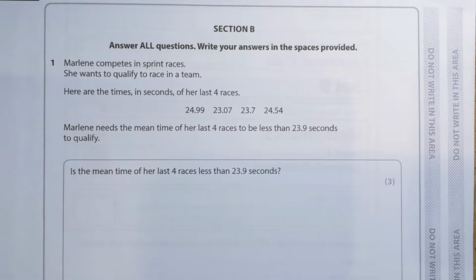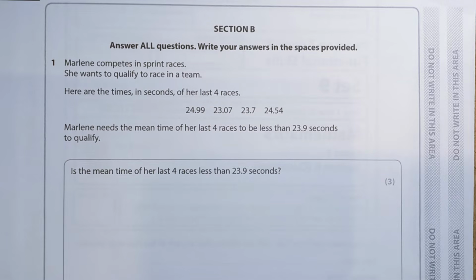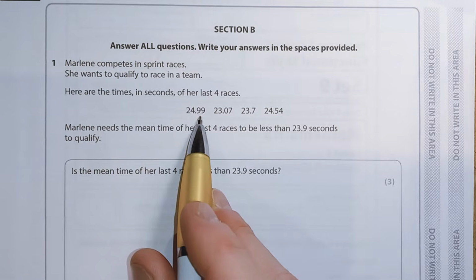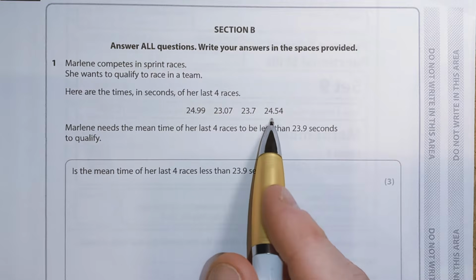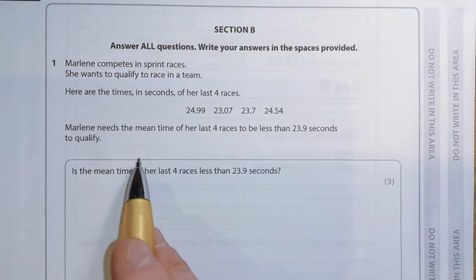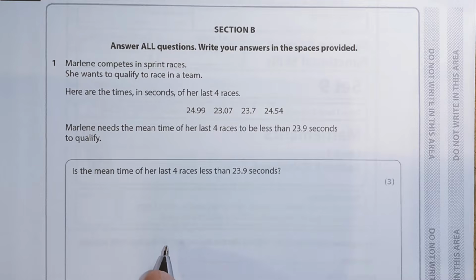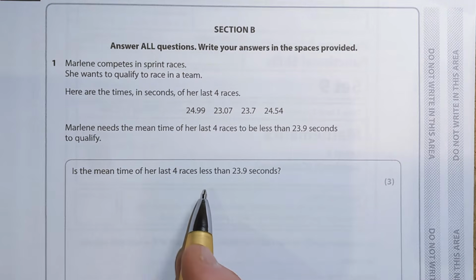If I can get my pages straight. Okay. Question 1. Marlene competes in sprint races. She wants to qualify to race in a team. Here are the times in seconds of her last 4 races. So we've got 24.9, and that's seconds, 23.07, 23.7, and 24.54. Marlene needs the mean time of her last 4 races to be less than 23.9 seconds to qualify. Is the mean time of her last 4 races less than 23.9 seconds?